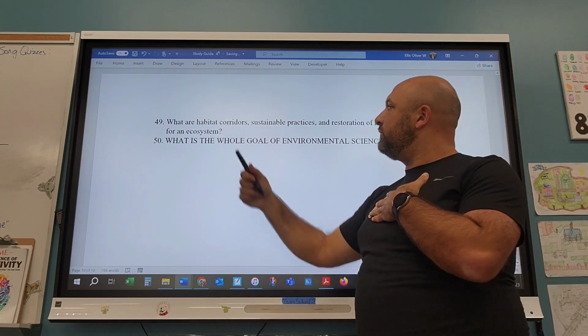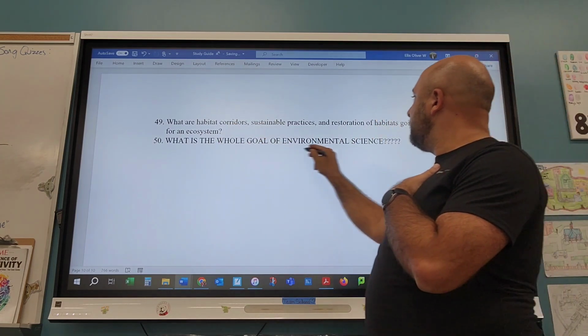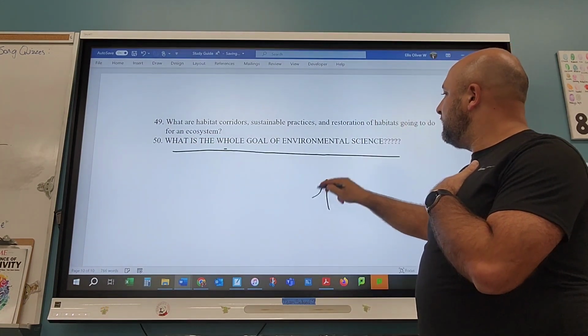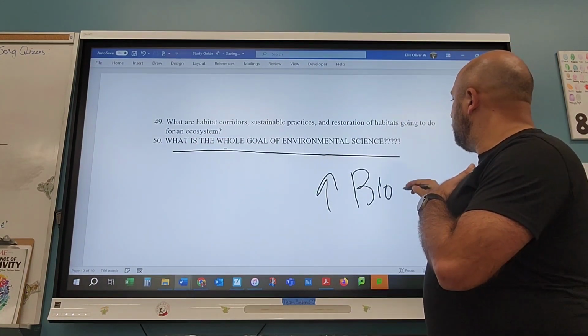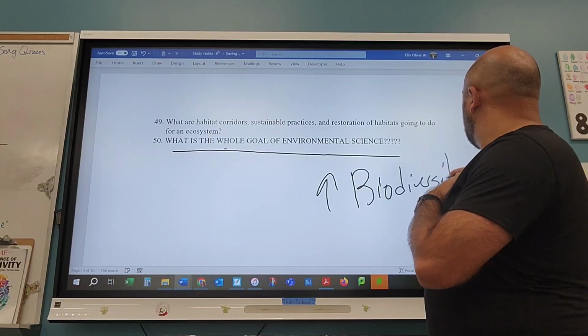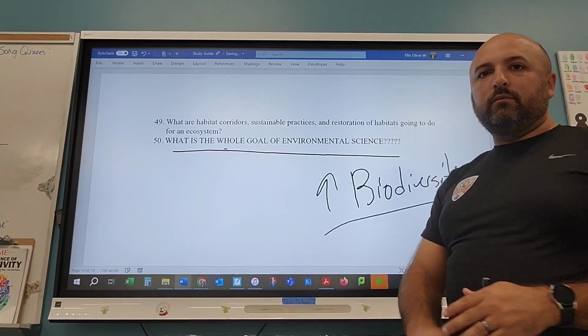What are they going to do for an ecosystem? Again, maintain genetic diversity. What is the whole goal of environmental science? The whole goal of environmental science is to increase biodiversity. And I hope that you remember that. Don't forget it. All right.